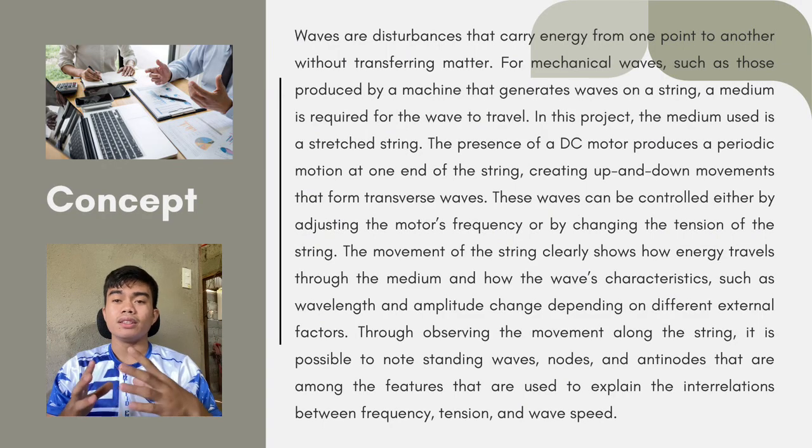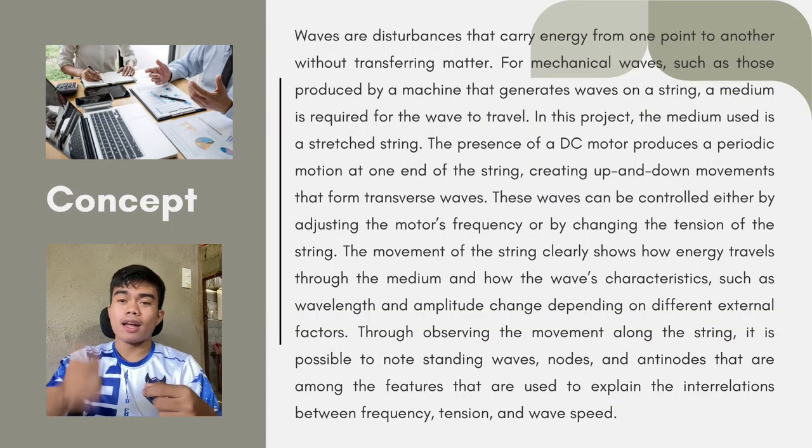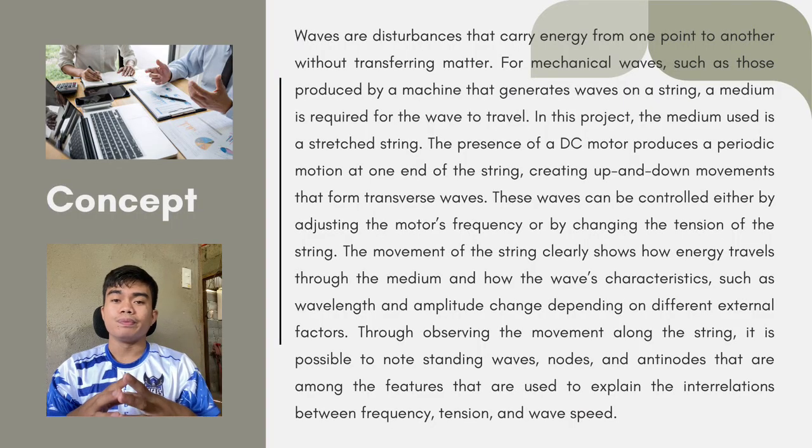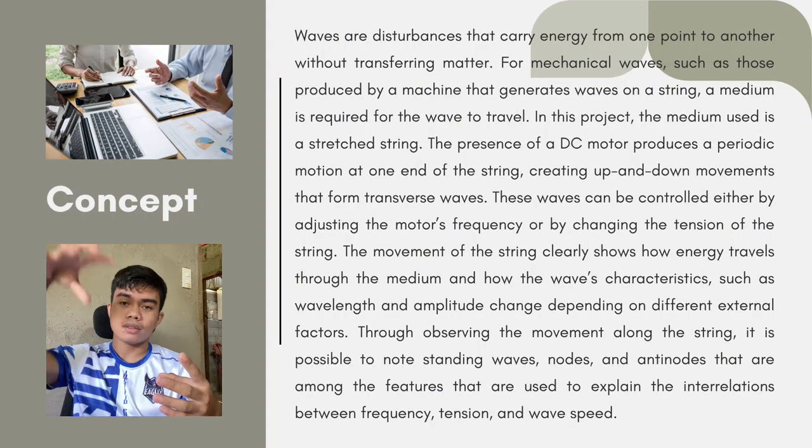The presence of a DC motor produces a periodic motion at one end of the string, creating an up and down movement that forms transverse waves. So the DC motor continuously moves one end of the string up and down. This repeated movement creates transverse waves, where the vibration is perpendicular to the direction the wave travels. Just like the waves you see on a rope when you shake it, up and down or from left to right, unlike in a longitudinal wave.